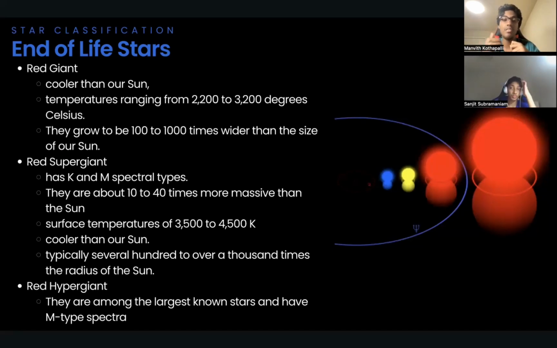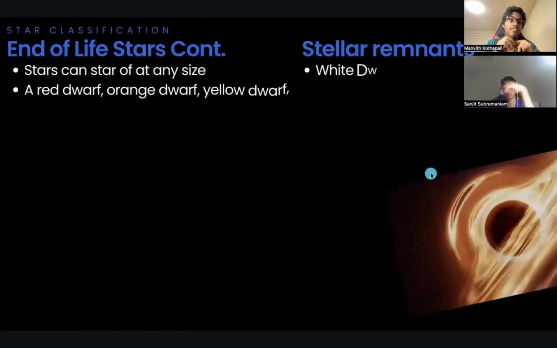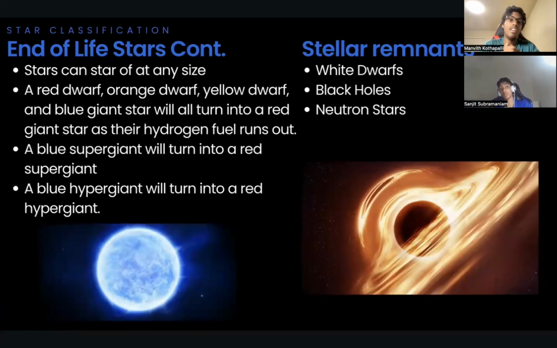Red giants are also cooler than our sun, with temperatures ranging from 2,200 to 3,200 degrees Celsius. They can grow to be 100 to 1,000 times hotter than our sun. Red hypergiants are also cool stars. They are among the largest known stars and have M-type spectra. And so next, we have stellar remnants, and they can be black holes, white dwarfs, or neutron stars.